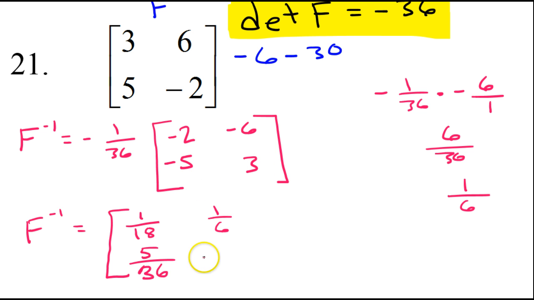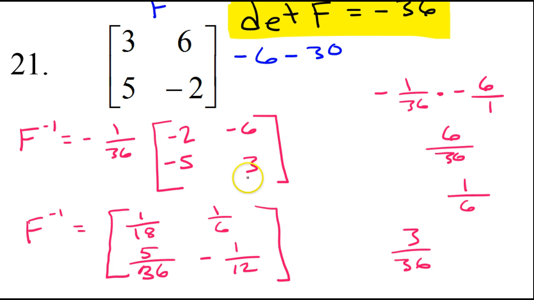But this does. I'm going to have -1/12 when I do that, because 3 over 36 is what I get, because that's like 3 over 1, right? And that reduces down to 1/12. And it's negative because of that. That is it, folks. That is F inverse.